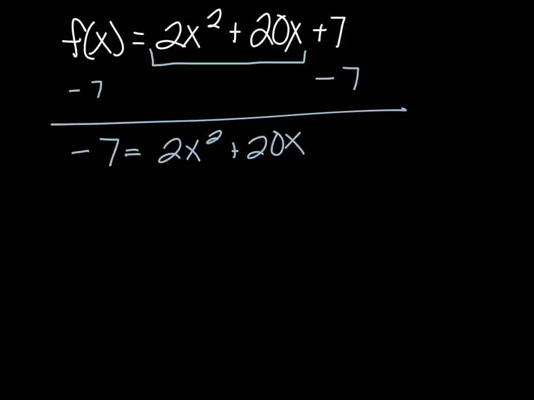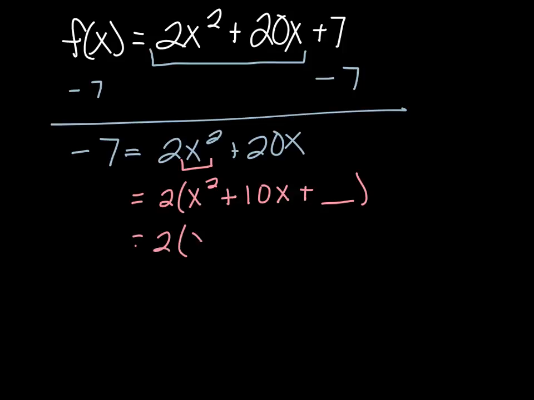When I put something in standard form, this x squared has to be by itself, so I have to factor out a 2. And when I do that, I have x squared plus 10x plus something. So I have to figure out what that something is. All right, I'm going to go one more step here.